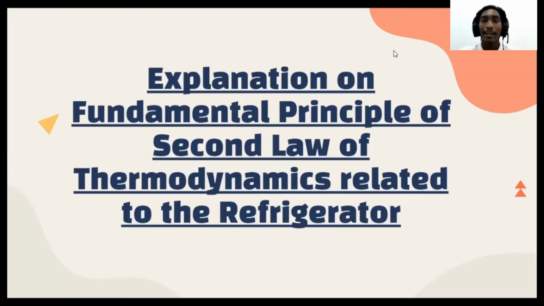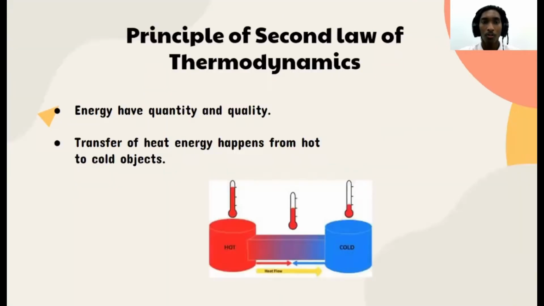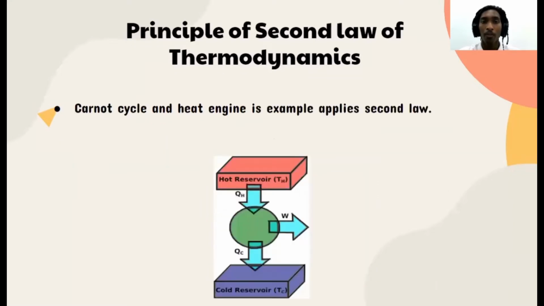My name is Vickness, son of Kubusami, with matrix number 207228. I will now be explaining the fundamental principle of the second law of thermodynamics that is related to the refrigerator. The basic principle of the second law of thermodynamics states that energy has quantity and quality, which means energy has magnitude. So the transfer of energy, to be specific heat energy, happens from hot to cold objects, areas, or reservoirs.